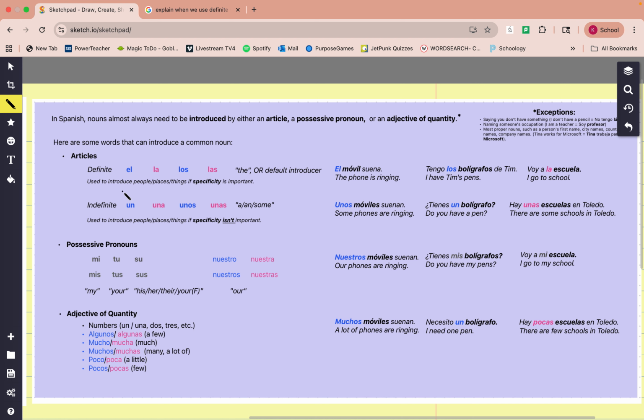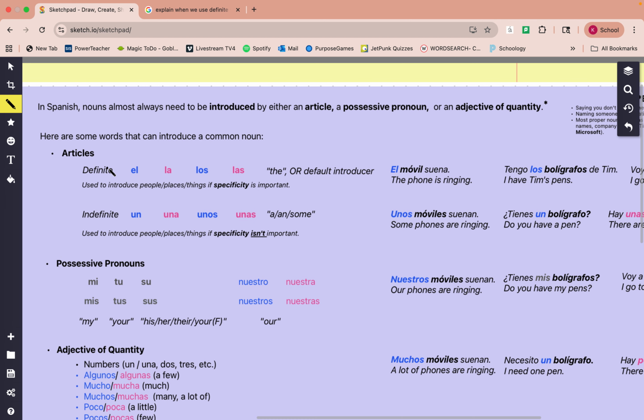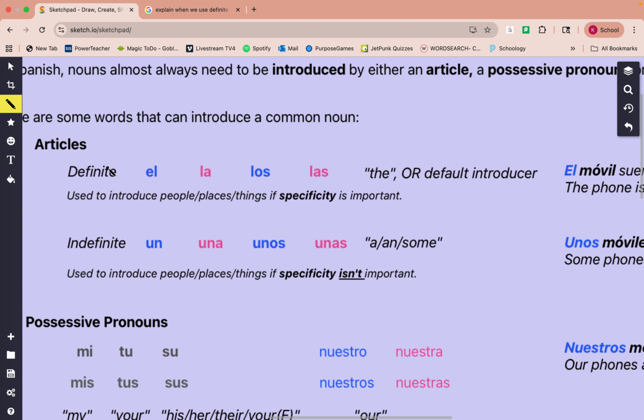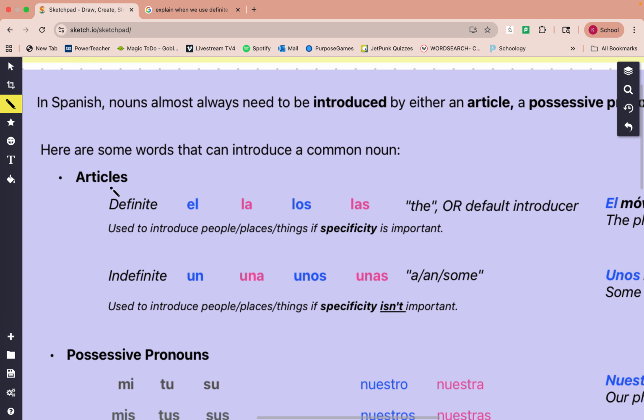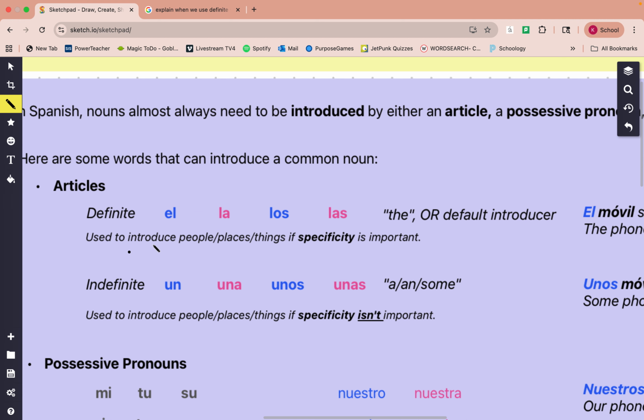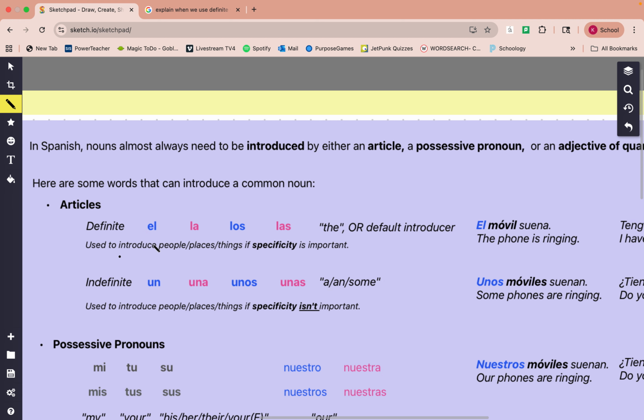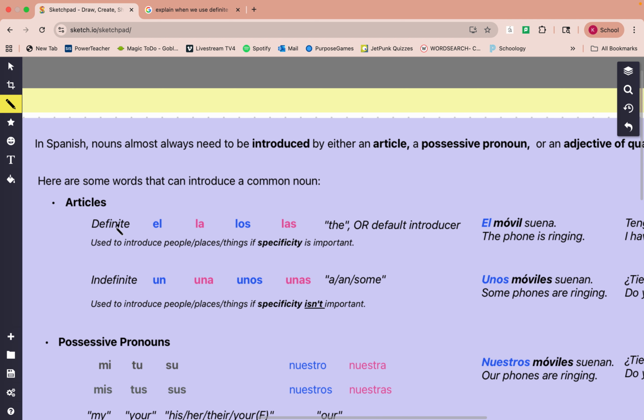So the first category, and this is what we're focusing on this week, we'll get to possessive pronouns and adjectives of quantity later on during this year. But what we're focusing on right now is articles. In Spanish, these are called artículos. It's a cognado. It looks just the same. So an artículo, or an article, is one way we can introduce a noun. We have definite articles and indefinite articles, 2 types of articles.